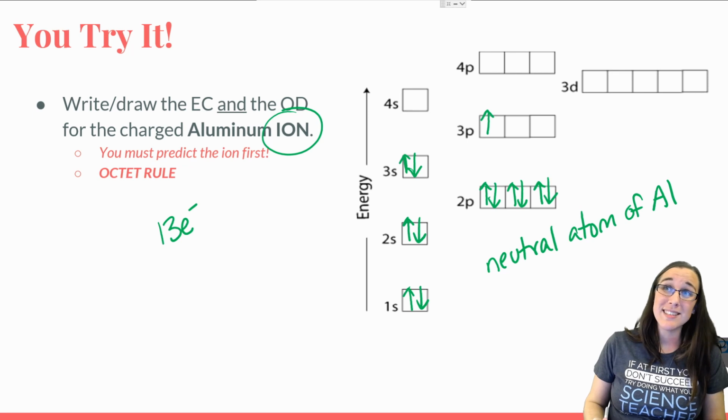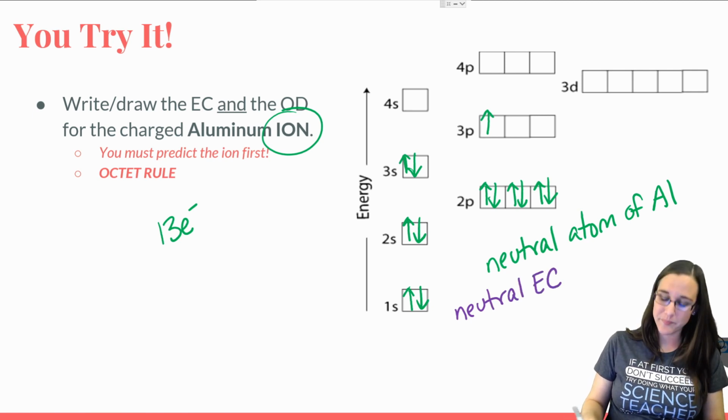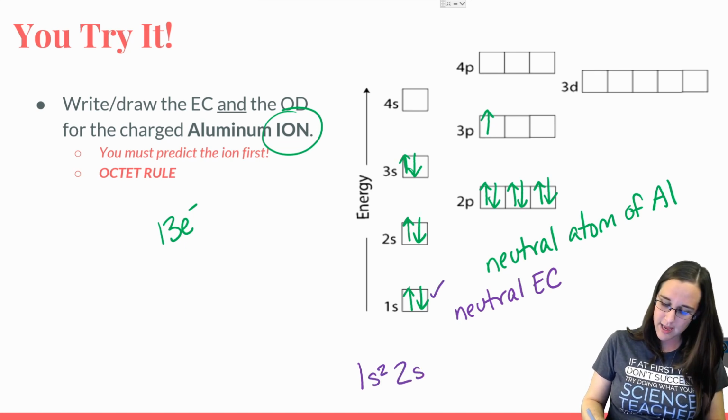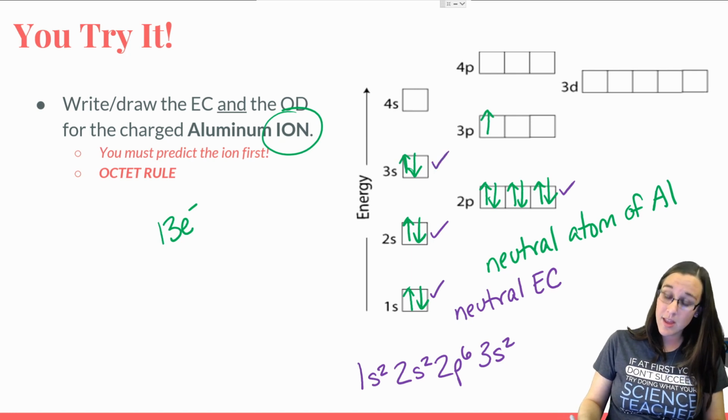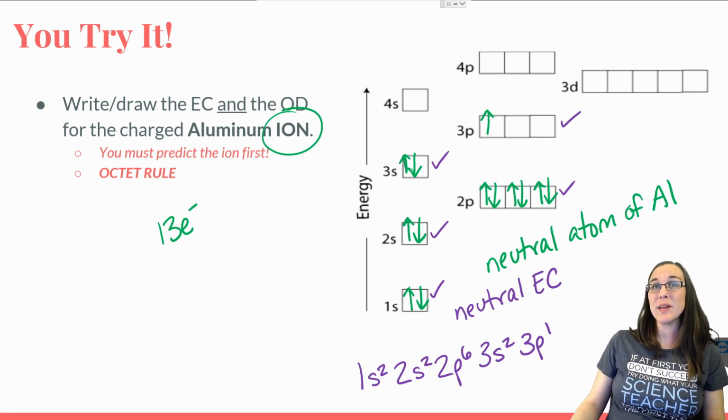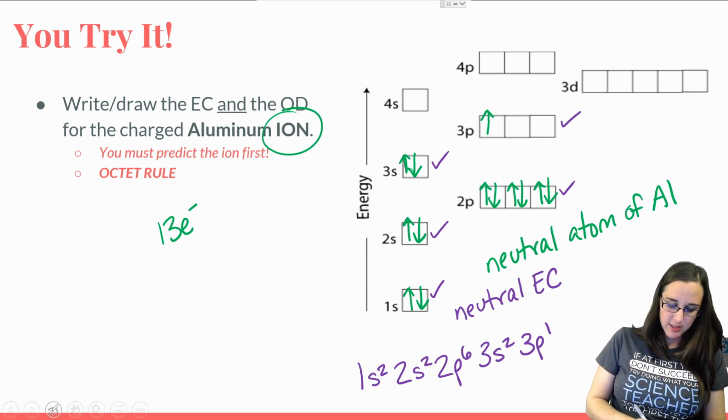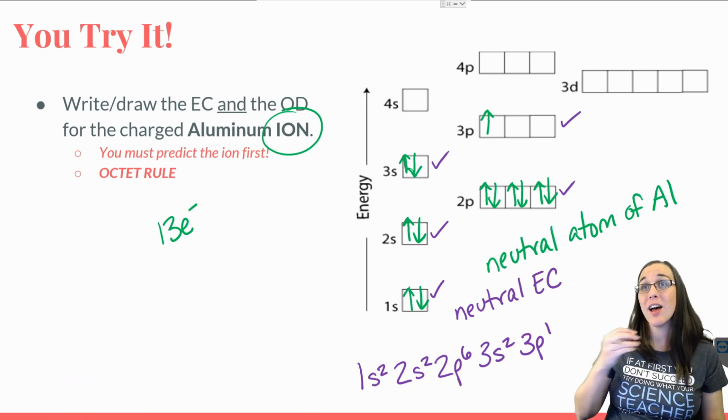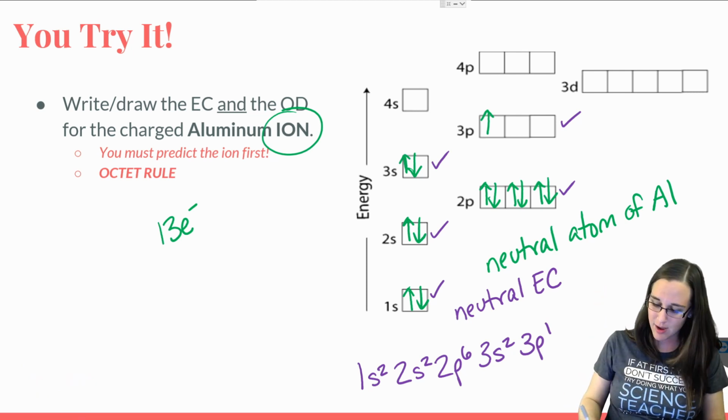First, let's write out what its neutral electron configuration would be. It would be 1s2, 2s2, 2p6, 3s2, and 3p1. Great. So we can think about this two ways. We can either use the previous knowledge of looking at our highest energy levels, that would be our 3s, and adding our 2 plus 1.